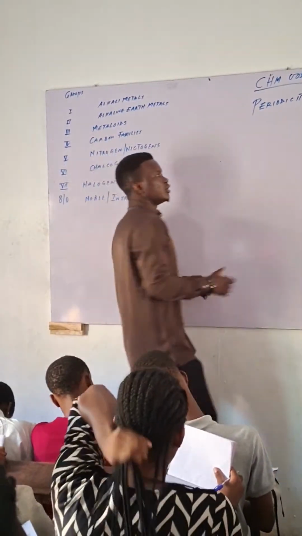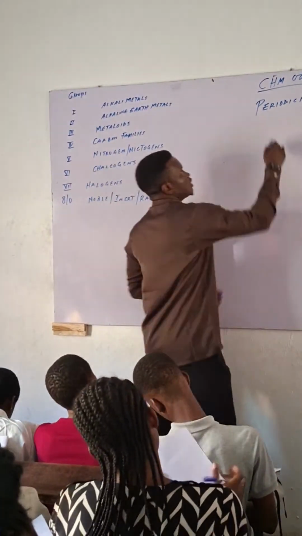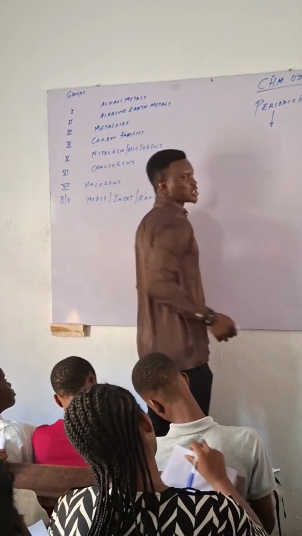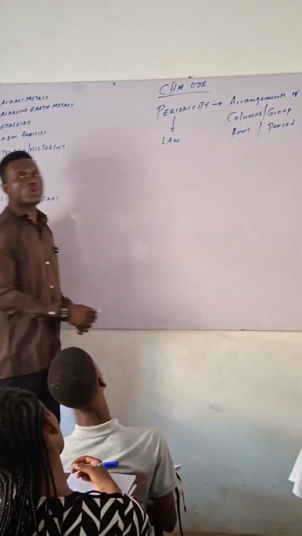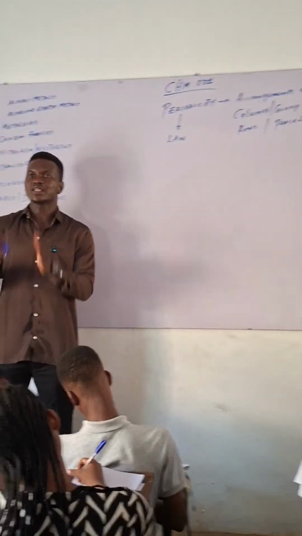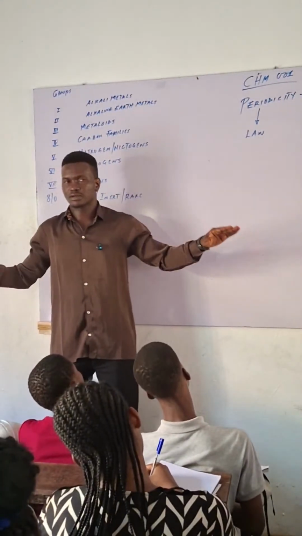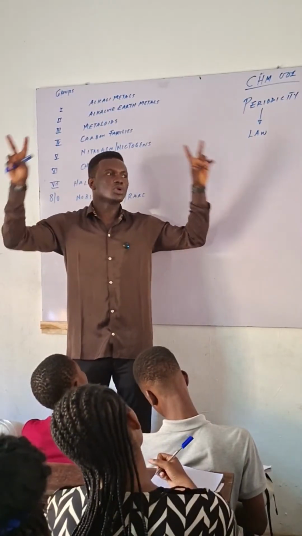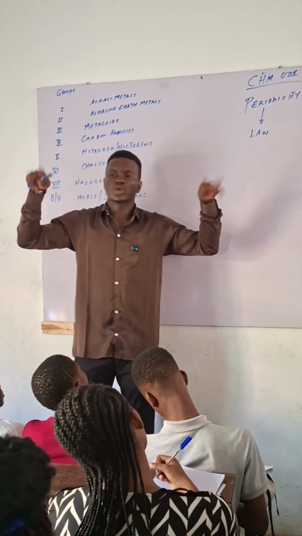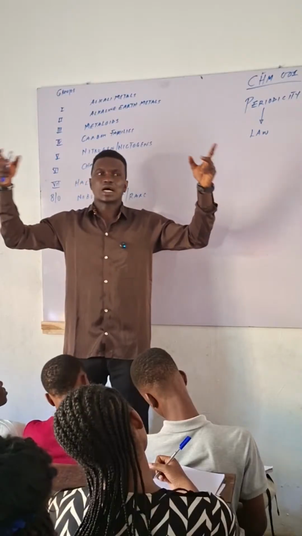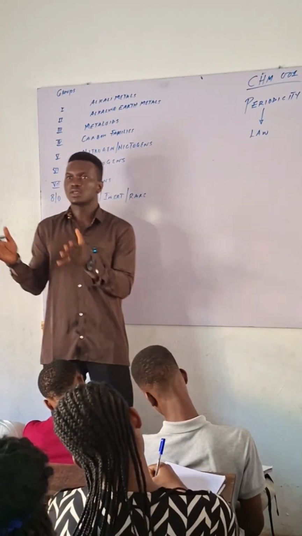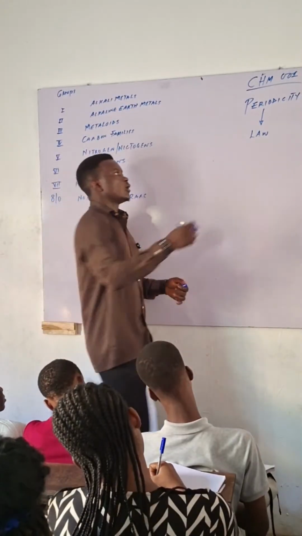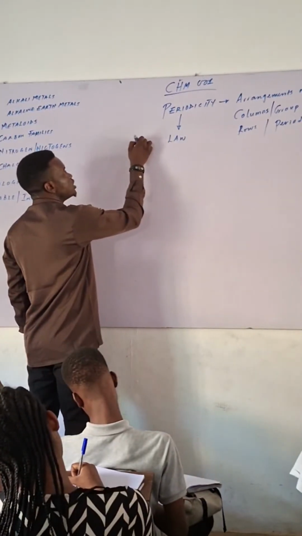So now, all of these elements, how are they arranged? We did not just arrange them the way we like. We arrange them based on some laws. And there are a lot of laws. But the two laws we focus on, which we call the periodic laws, are the Dmitri Mendeleev law and Henry Moseley law.